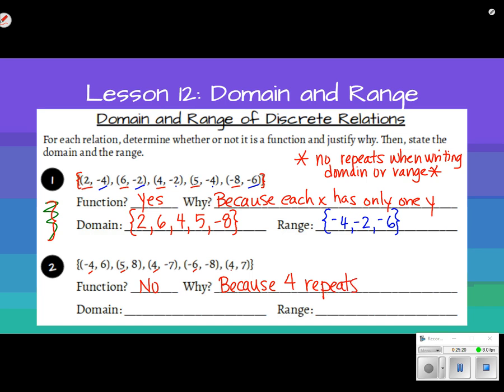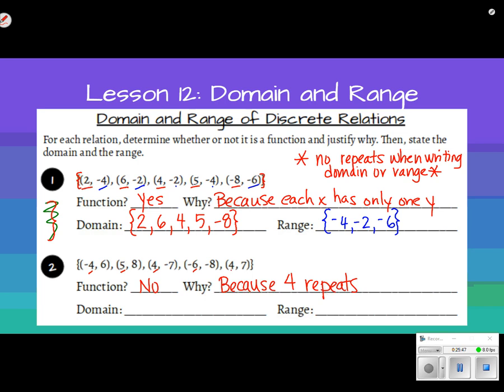Sorry for calling you out on your nonsense there, but it really makes sense if you can identify where the problem is. Because if you say "because 4 repeats," and I look at the problem, I'm like, 4's not repeating. Oh, maybe they think a -4 and a +4 are the same thing. So I really do like calling out the offender.